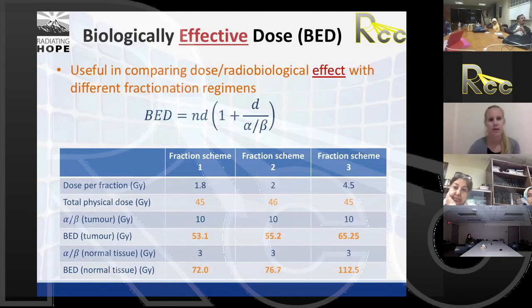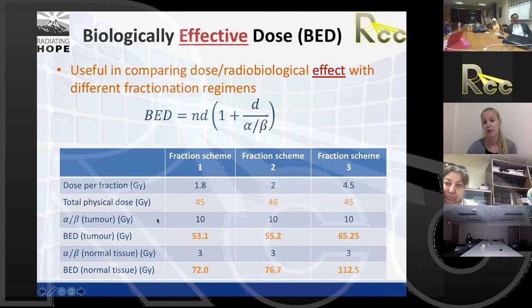Okay, so like I said, the biological effective dose is really useful to compare the radiobiological effect of different fractionation regimens. Just as an example, in this table we've got a couple of different doses per fraction. We've got 1.8 gray in one scheme, 2 gray in another, and 4.5 in another. So the total physical doses are almost identical: 45 gray total dose, 46 gray total dose, and 45 gray total dose.